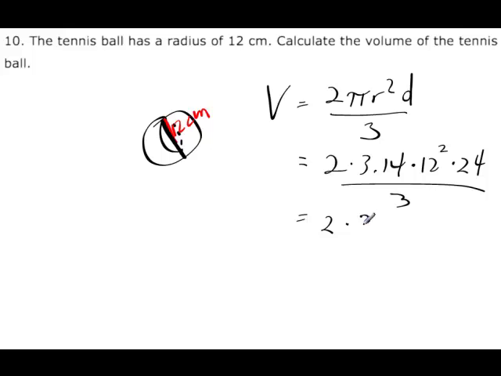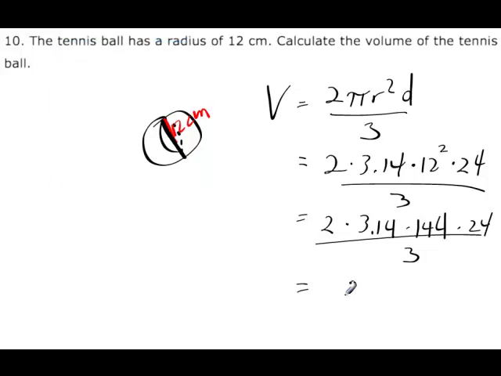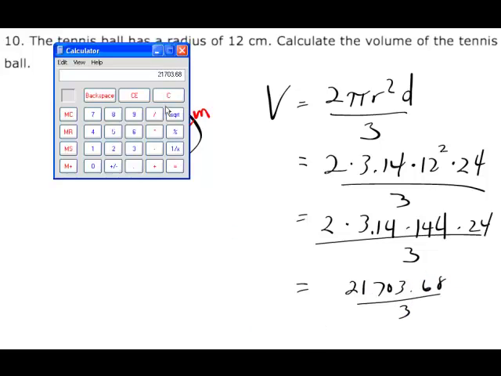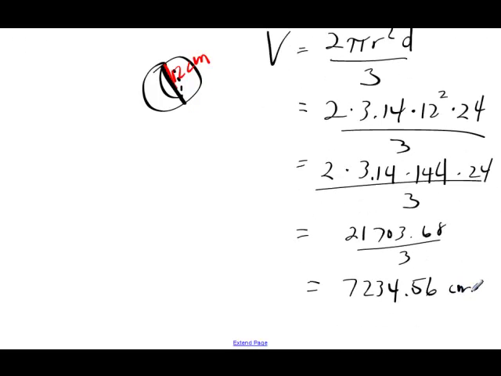So I know this could be 2 times 3.14 times 12 squared is 144 times the 24, and then divided by 3. So I'm doing a little one part at a time. Now I can go to my calculator. 2 times 3.14 times 144 times 24. Okay, that equals 21,703.68. And then I'm going to divide by 3. So that equals 7,234.56. And the label there would be centimeters cubed. If I wanted to estimate it, probably take that 5, change that 4 then to a 5 because I have to round up.